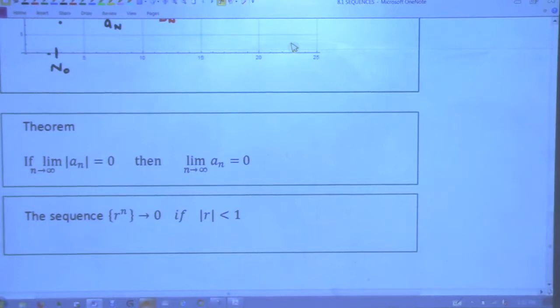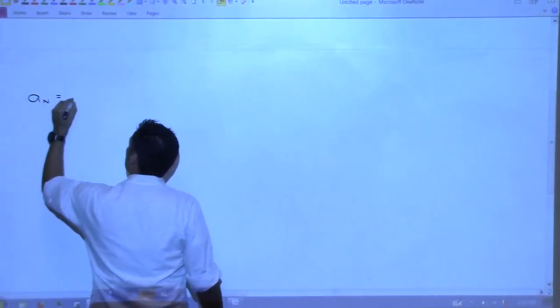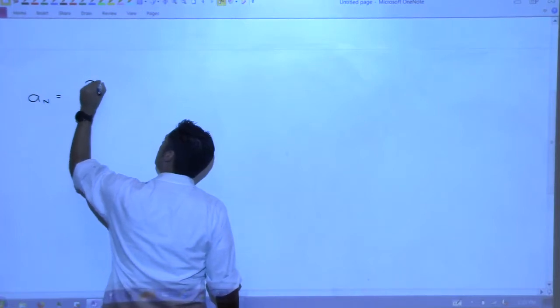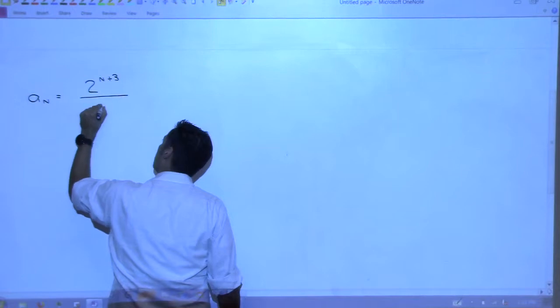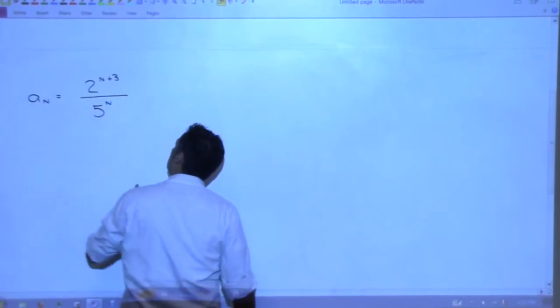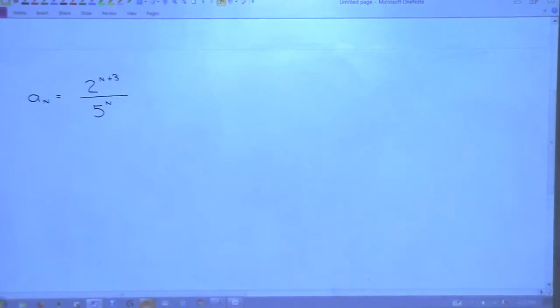All right. Let's try this one. I'm going to define a sequence for you now. Let's talk about its convergence or divergence. How about 2 to the n plus 3 over 5 to the n? What do you think there?